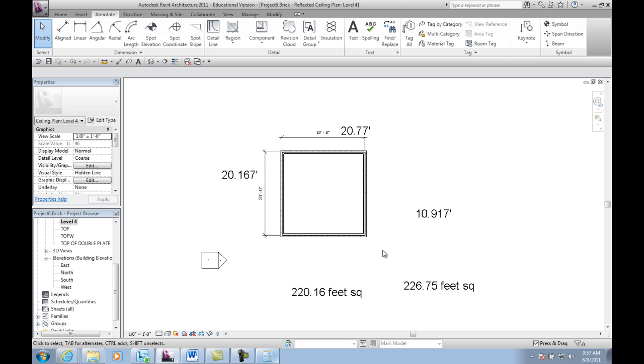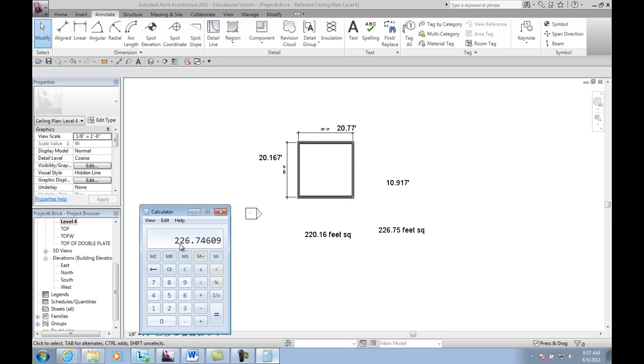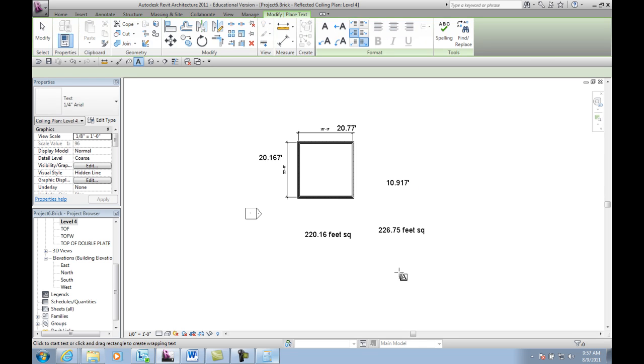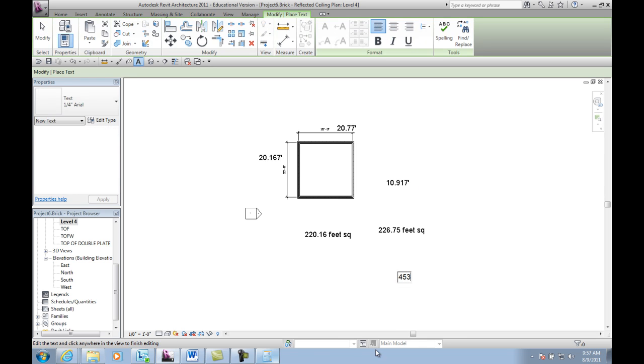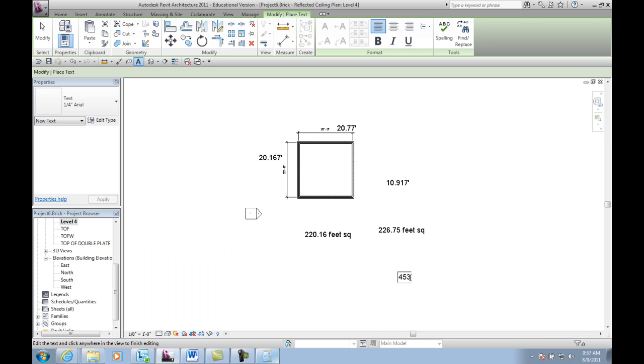Only thing we have to do is calculate. This would have to be doubled because it's on both sides. This will be doubled. It's on both sides. And as soon as you do that, you got her all figured up. So I'm going to take this 226.75 and times it by 2. So I get 453.49.